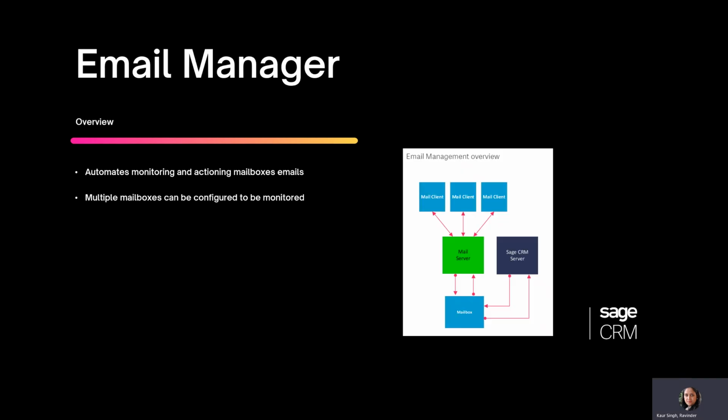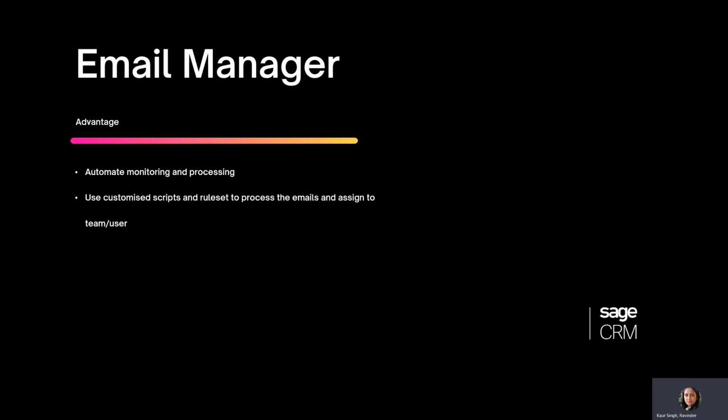You can automate handling your shared mailbox through email management in Sage CRM. This is a very useful and customizable tool to automate the monitoring and processing of your mailboxes. You can monitor multiple mailboxes through this service, and each mailbox can have its own script to process the email received in the relevant mailbox and action them accordingly. When using email management to process your mailbox, you have the advantage of using customized scripts and processing your mails accordingly based on the rule sets defined.